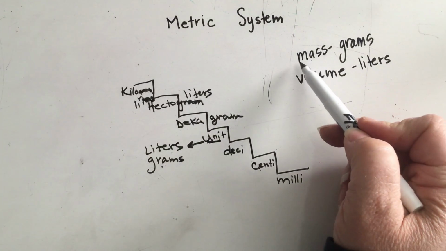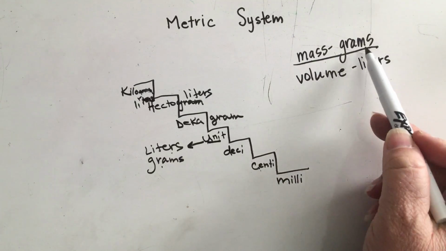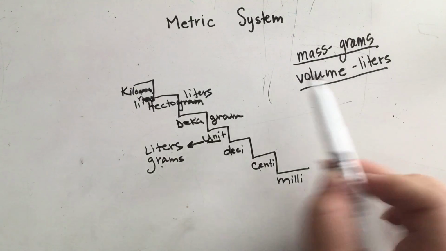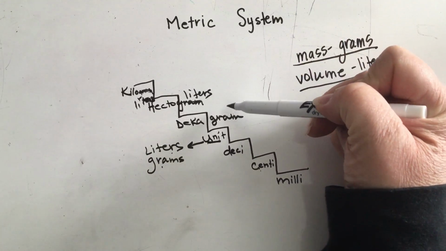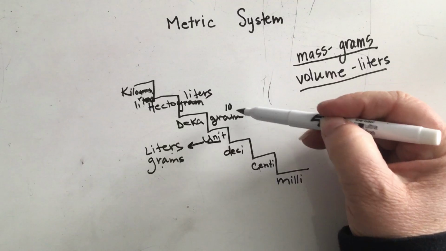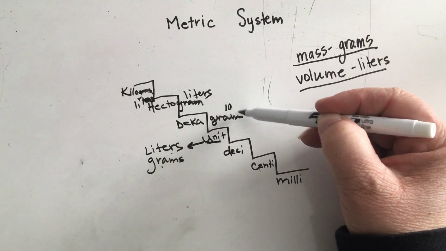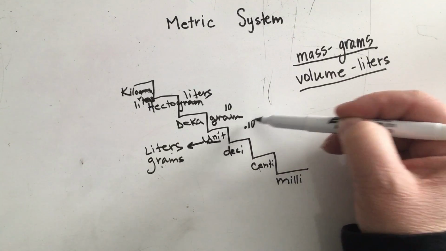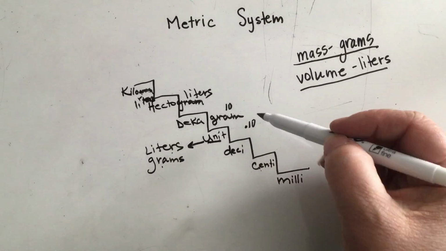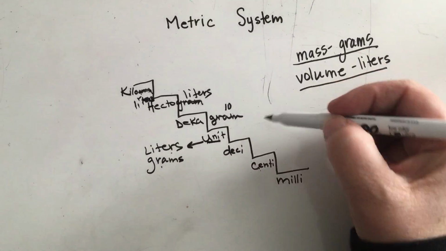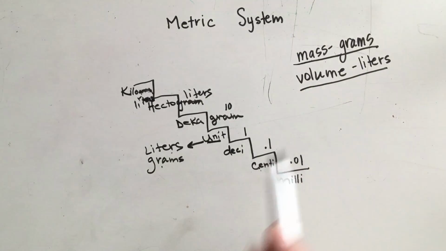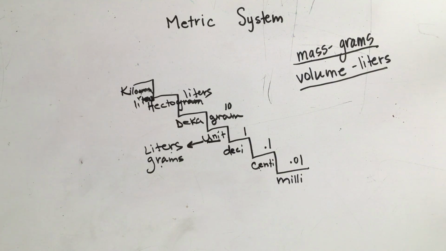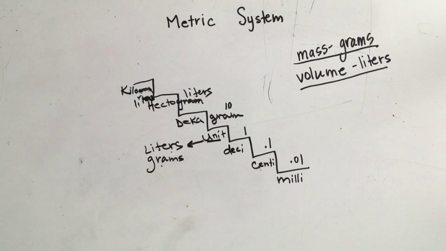So just remember, mass is measured in grams, volume is measured in liters, and we need to get our steps so that we know if we have 10 grams here, then going down, we take away, that would be 1. And then 0.1, 0.01. And if we go up, they're getting bigger and bigger. Did I just do that right? I hope. Let me check.